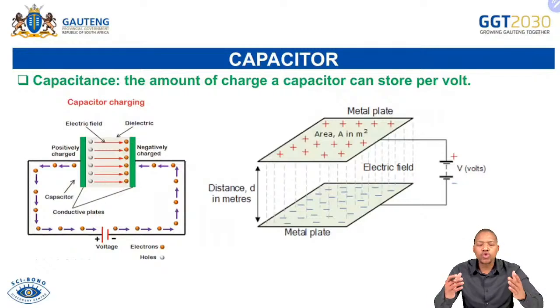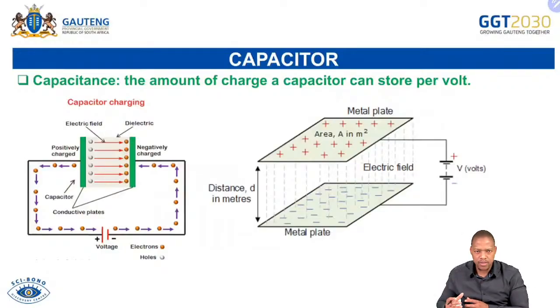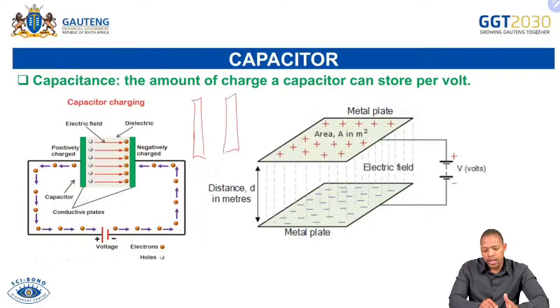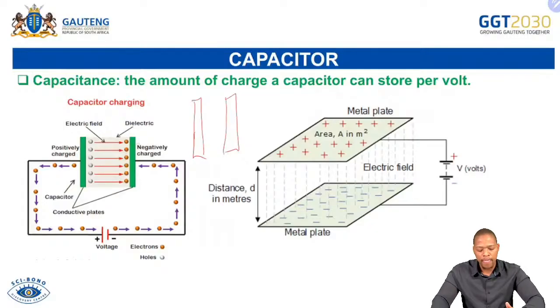A capacitor will store a charge by creating electric potential difference. Okay? A capacitor will store charge by creating what? Electric potential difference. How? In the making of a capacitor, they take two metal plates, and then they put them like this. As you can see, these two metal plates are coming in here, right?